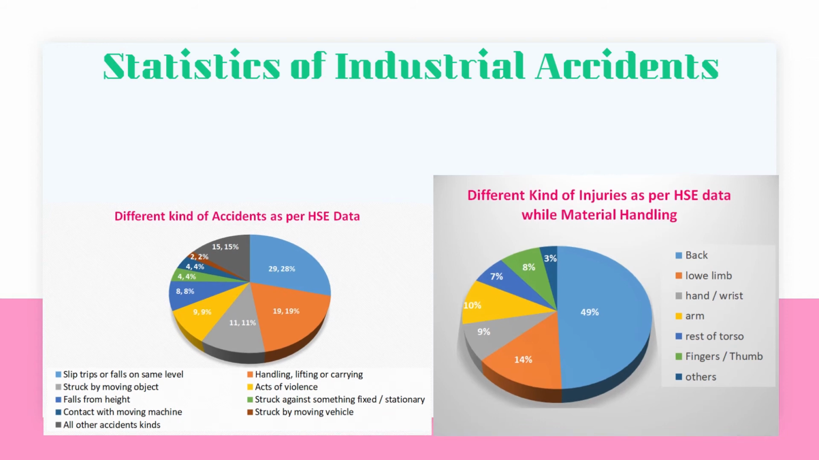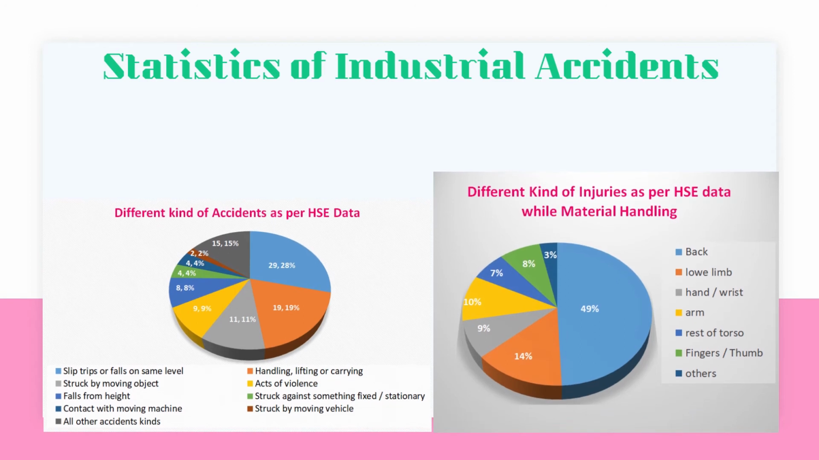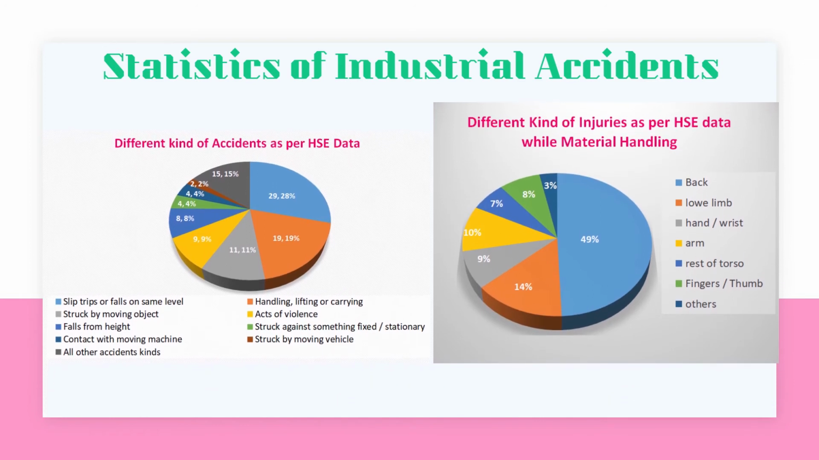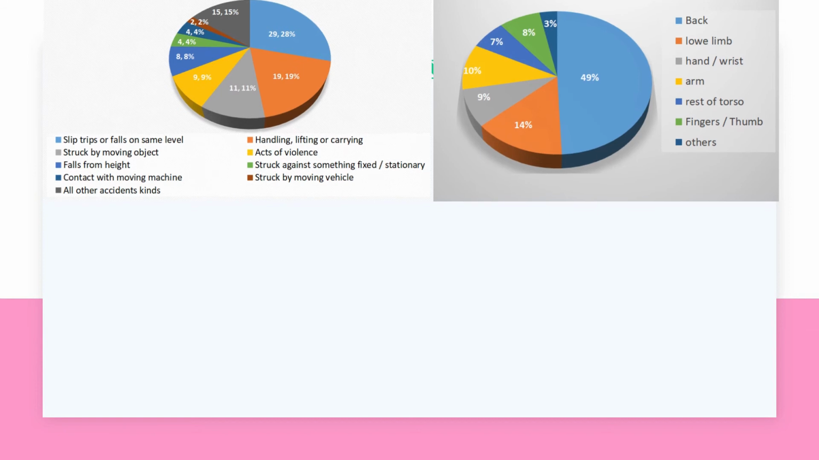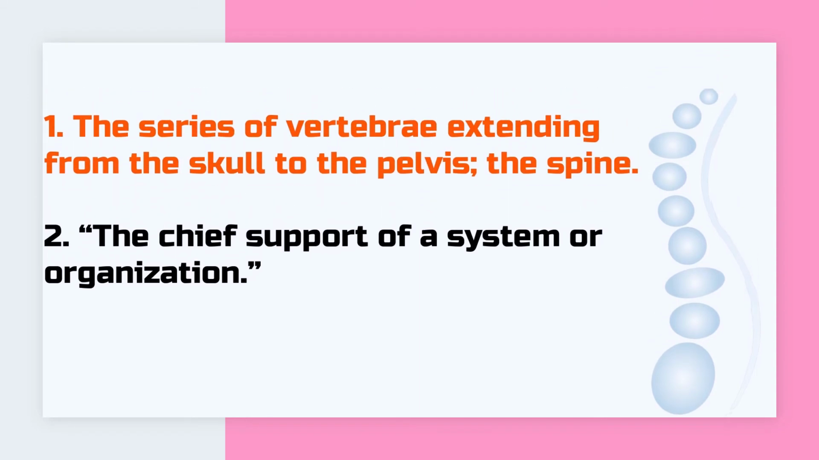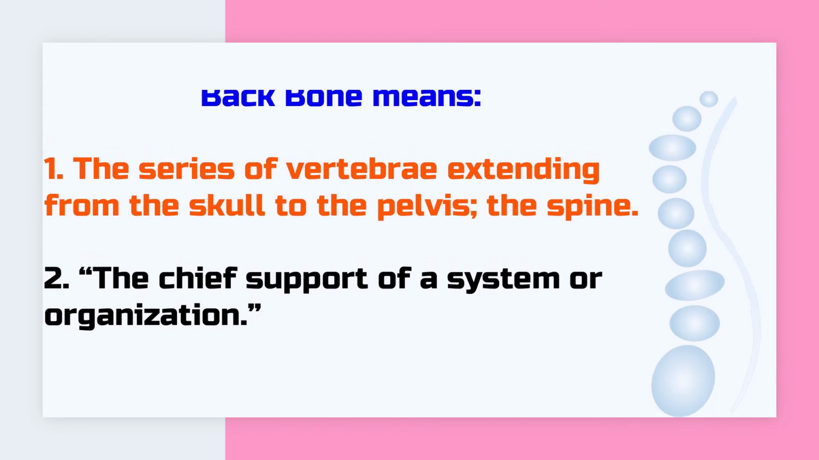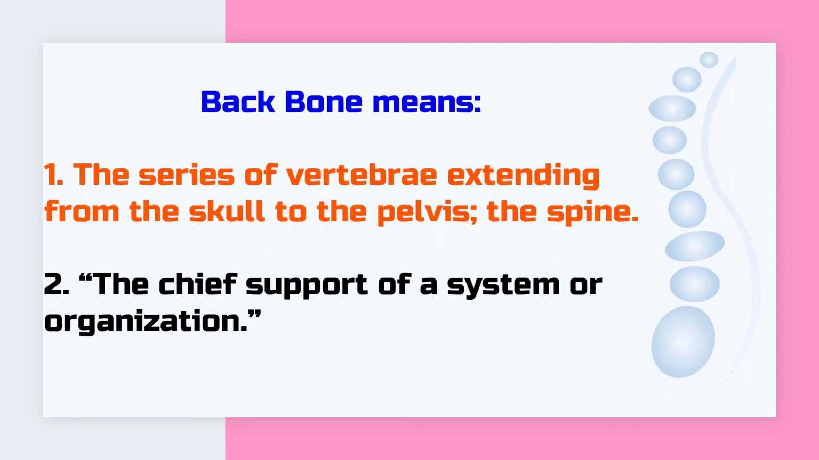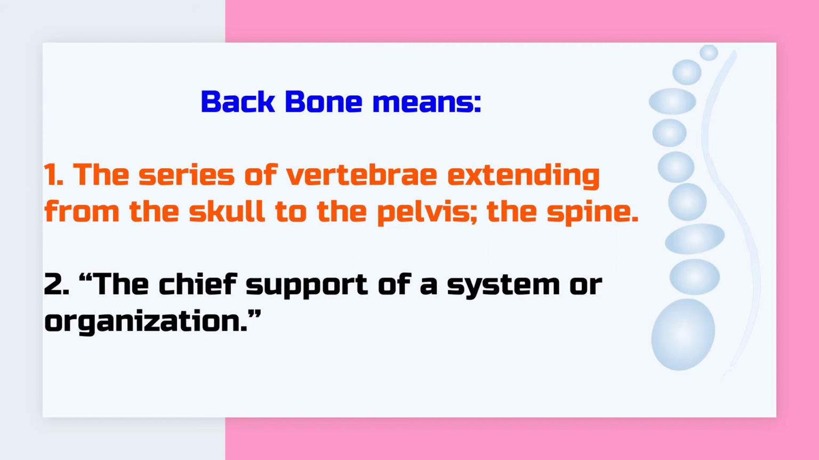The handling of materials is essential in industry since it is essential to optimize process, reduce cost and reduce risk. The most important is reducing risk, because human life is more important than anything else. Their health, their safety is more important. As we are talking about the facts, we found that almost 49% of injuries are because of the backbone. Let's see the definition of backbone. The first definition is the series of vertebrae extending from the skull to the pelvis. It is also known as the spine.